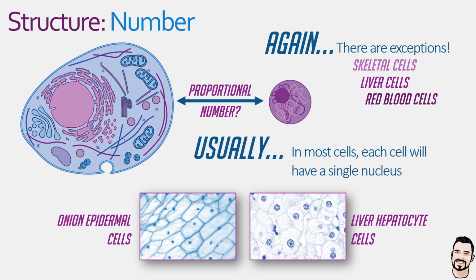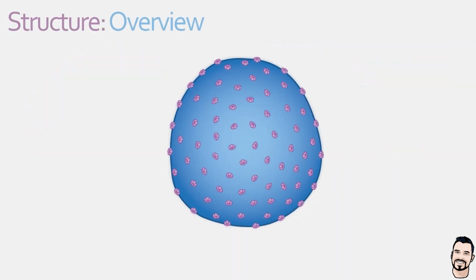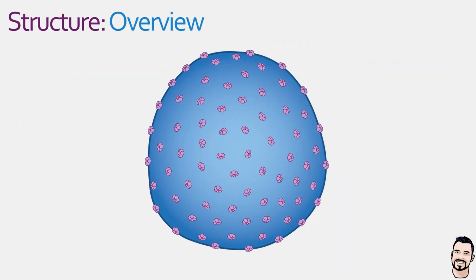So whilst one nucleus per cell is the norm, some cells manage perfectly well with more than one and others function just fine without one altogether. Okay, now that we've looked at the size, shape and number of nuclei, let's explore the structure of the nucleus in a bit more depth.